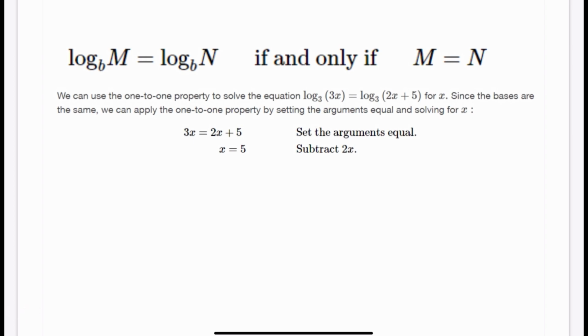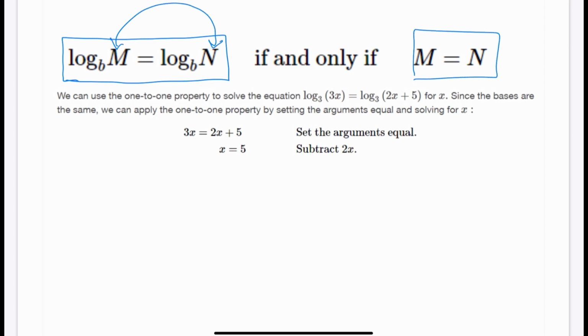we have to keep in mind that if the log base b of m is equal to the log base b of n, well, if it's log base b on both sides of the equal sign, that can only be true as long as m is equal to n. And this one seems kind of like common sense, right? But it's going to come into play when we start solving equations based on logarithms.